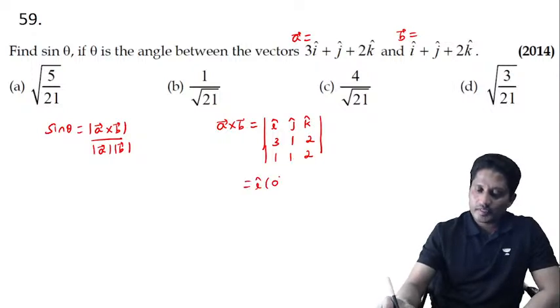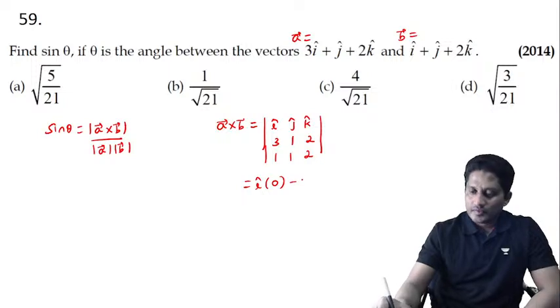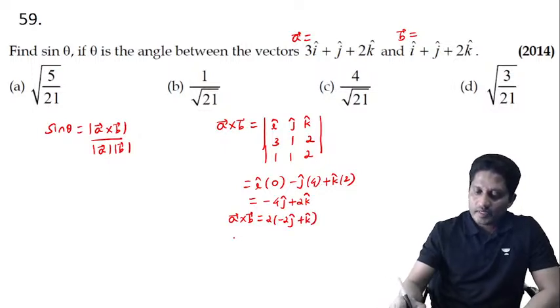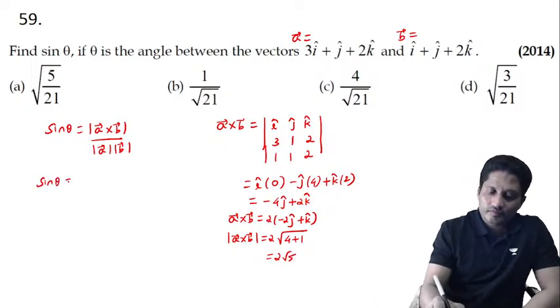Delete first row first column, 2 minus 2 is 0. J into first row second column, 6 minus 2 is 4. K into first row last column, 3 minus 1 is 2. So this will be equal to minus 4j plus 2k. A cross B, I'm going to take 2 common, is equal to 2 into minus 2j plus k. Then mod of A cross B is equal to modulus of 2 is 2, root of 4 plus 1, which is equal to 2 root 5. So sine is equal to 2 root 5 upon mod A into mod B.